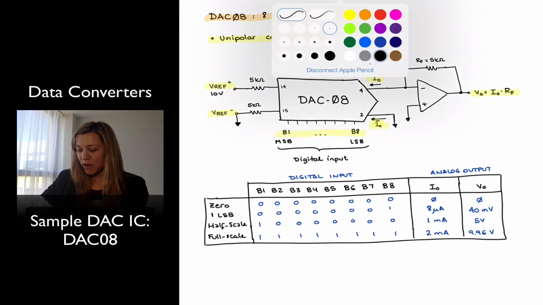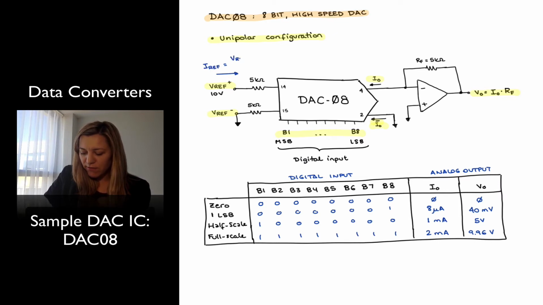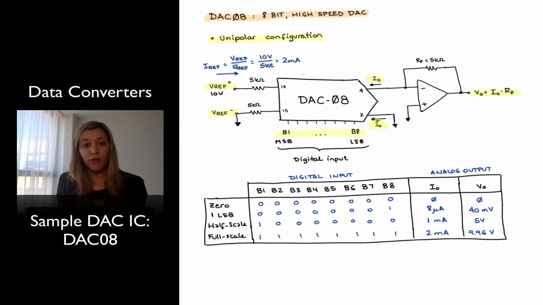My output current in this case is being determined by the reference current. My reference current is the current into that reference voltage pin, and it can be calculated as Iref equal to Vref divided by Rref, which we've selected as 5 kilo ohms. So this will be 10 volts divided by 5 kilo ohms, or 2 milliamps. And that's going to be the range of my output current. I-out is going to go from 0 to 2 milliamps.